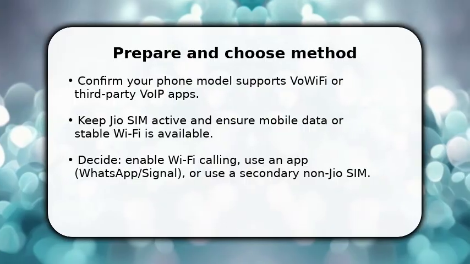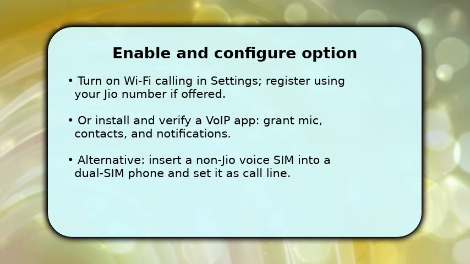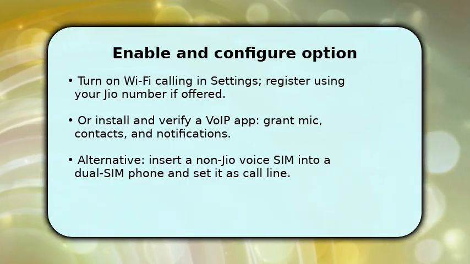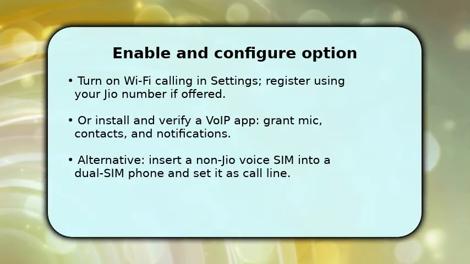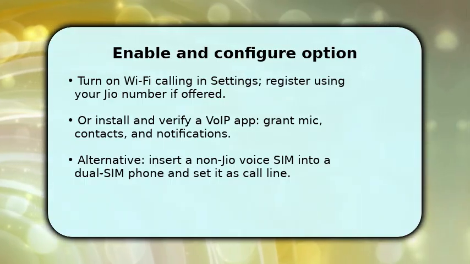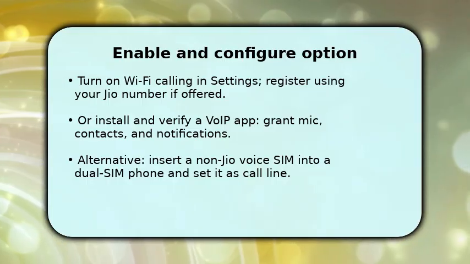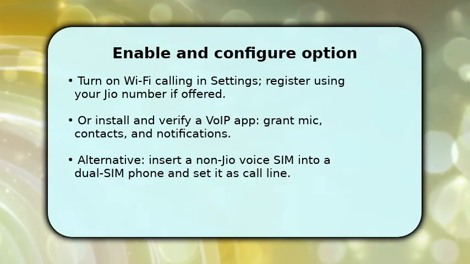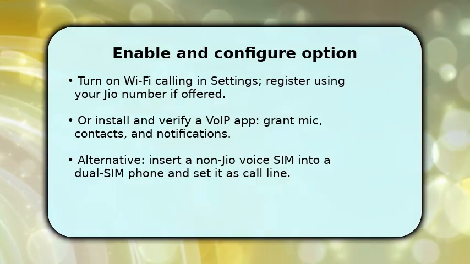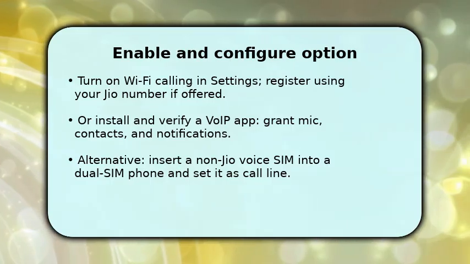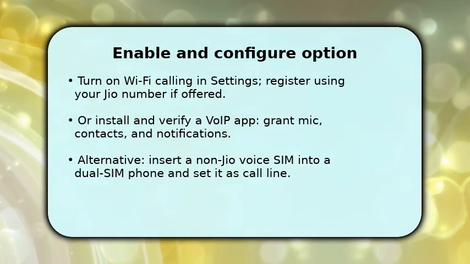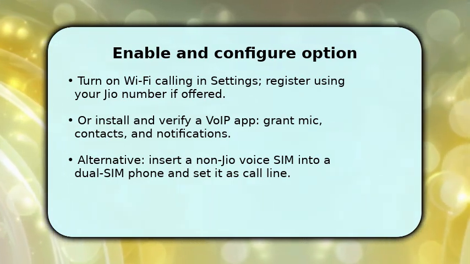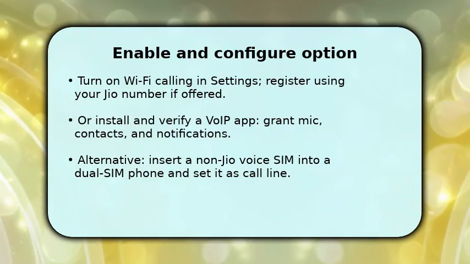Now configure the chosen method step by step. If your phone supports Wi-Fi calling, go to Settings, enable Wi-Fi calling and follow registration prompts. This lets you use your Jio number over Wi-Fi. If using a VoIP app, install it, verify your number or account, and grant mic and contact permissions so calls work smoothly. Alternatively, for hardware fallback, swap in a non-Jio voice SIM into the second slot and set that SIM for outgoing voice calls. This bypasses VoLTE.